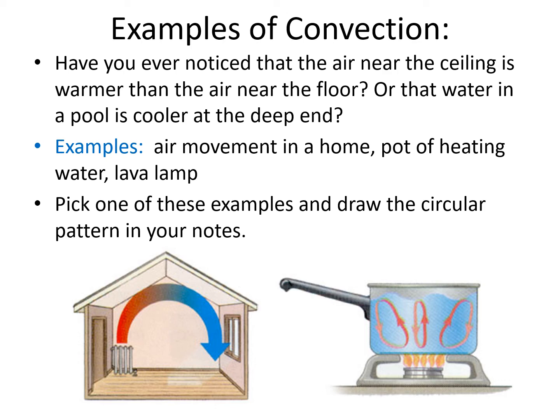Here we've got some examples of convection. Have you ever noticed that the air near the ceiling is warmer than the air near the floor? Or the water in the pool is cooler at the deep end? Well, air movement in a home, a pot heating water, a lava lamp, all of those things are really good examples of convection, and what's happening there is the warm stuff is moving up and the cool stuff is going down. That's where we get those circular patterns.